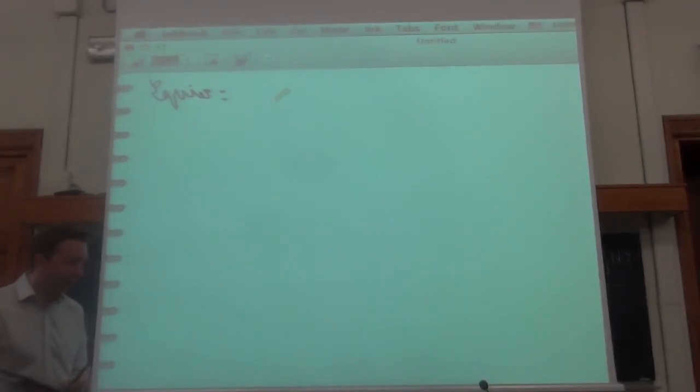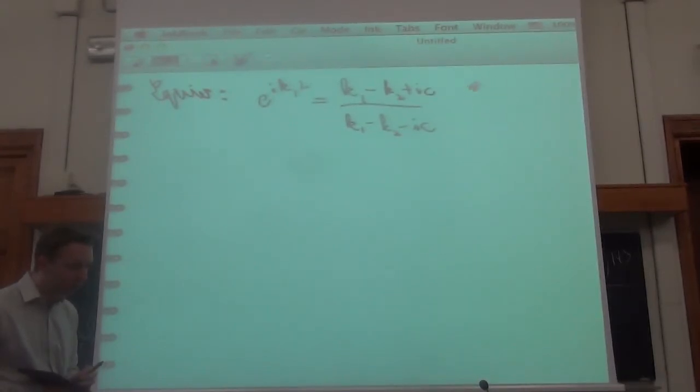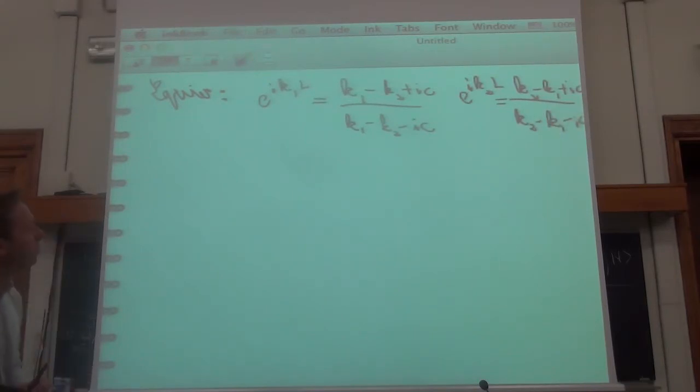You can write that e^{ik1L} is equal to, just replacing the form that we had for the scattering phase shift, (k1 minus k2 plus ic) divided by (k1 minus k2 minus ic), and e^{ik2L} is equal to (k2 minus k1 plus ic) over (k2 minus k1 minus ic).